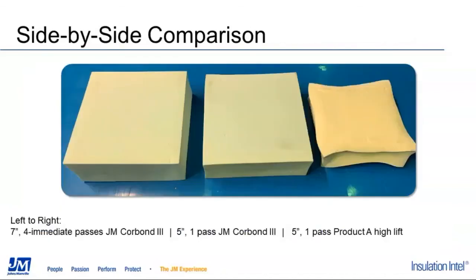In a side-by-side comparison, the difference is even more clear. Corbond III visibly outperformed the high-lift product at the most extreme ASTM D2126 dimensional stability test. Failing the acceptance criteria for dimensional stability can lead to real-world problems.